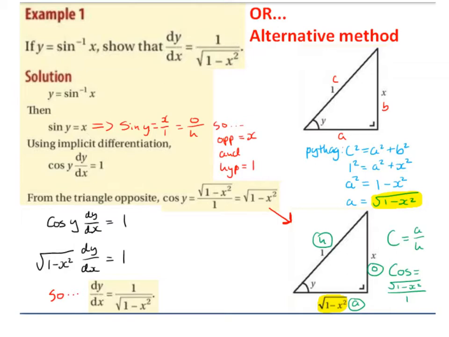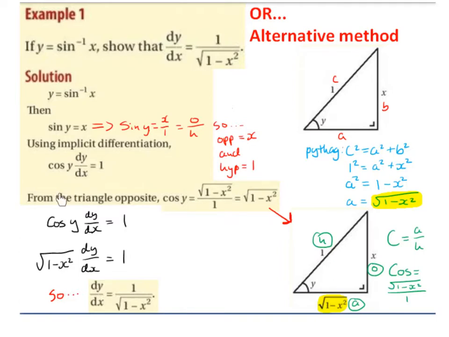So let's go back to sine y equals x. So we want to find the derivative. So we're going to use implicit differentiation. So the derivative of sine y is cos y. Since we're differentiating with respect to x and we don't have an x for sine y, we stick on a dy/dx, so this is our implicit differentiation. And the derivative of x with respect to x is 1. So we have cos y dy/dx equals 1.